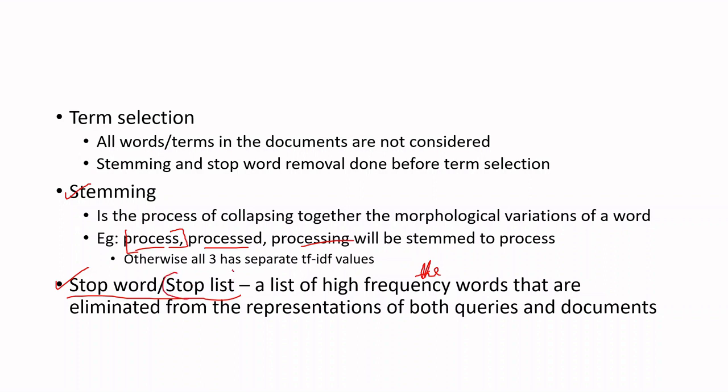So before actually going in for information retrieval, we have to select the terms which have to be used for representing the query as well as a document. So that is called term selection. And for term selection, first we have to do stemming as well as stop word removal. Only after that do we find out the words which are to be used as the vector.